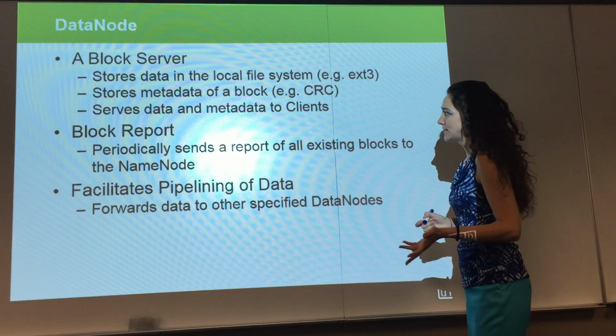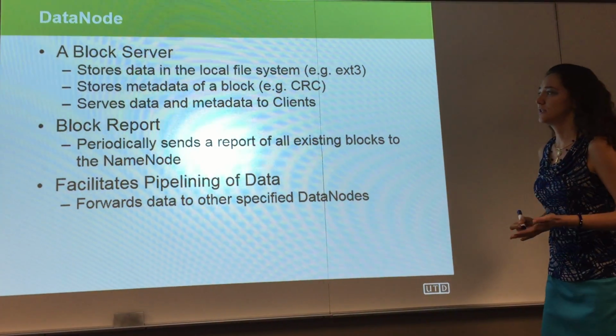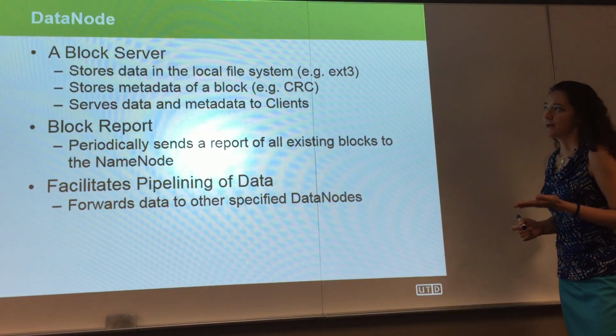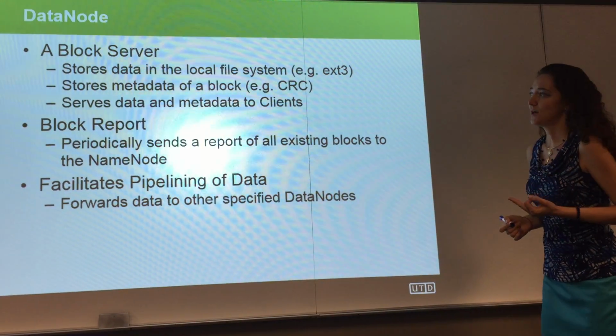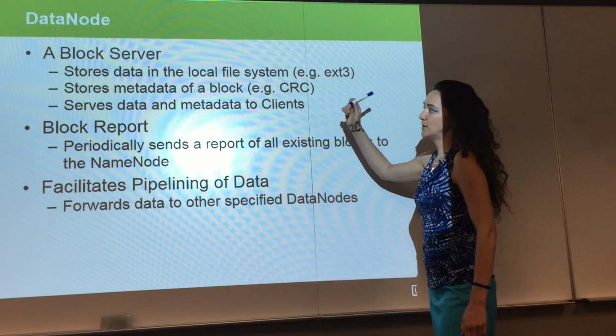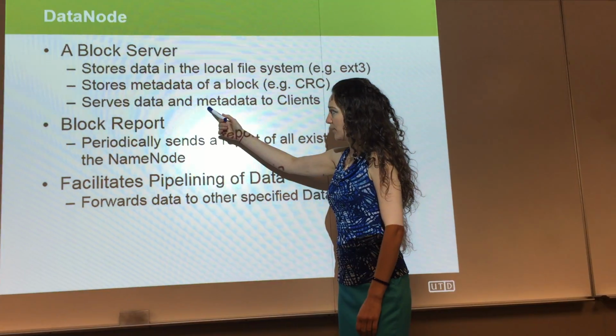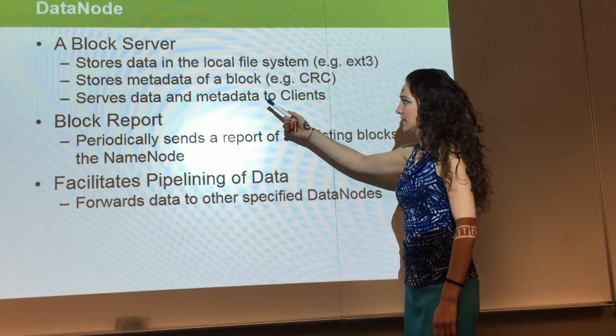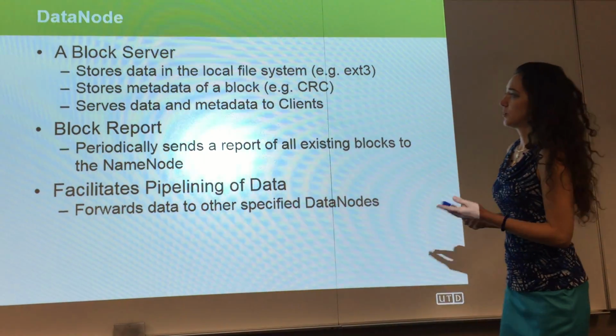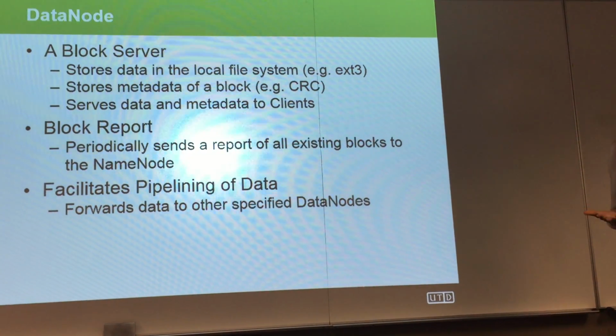So the client is invoked on behalf of the user, and it's going to contact this data node and request a file. So the data node, by the name of the file, which is in the metadata, is going to pull out the file from its hard drive and give it to the client.